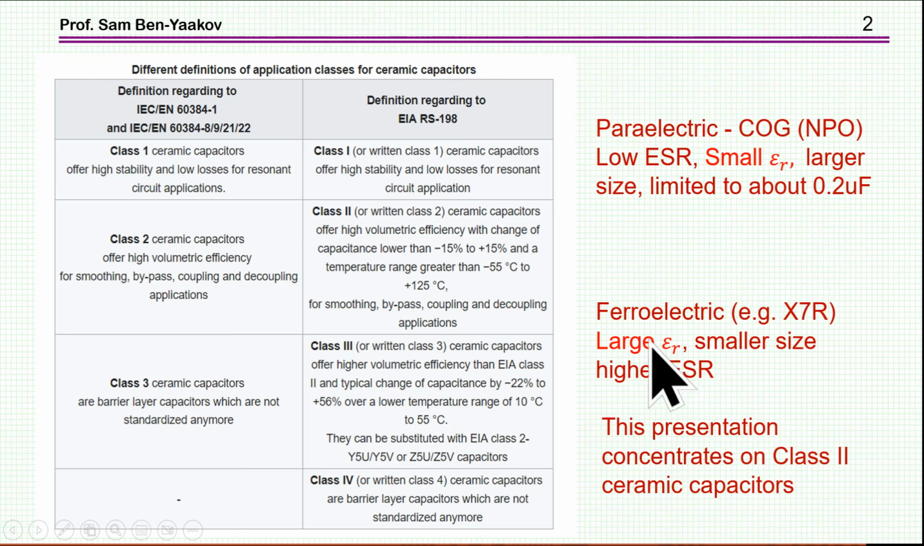On the other hand, the ferroelectric capacitors, or material I should say, like the X7R, have a much larger relative dielectric constant, and consequently they are much smaller in size for the same capacitance, and you can get them at a much larger capacitance, but they have a somewhat higher ESR than the paraelectric capacitor.